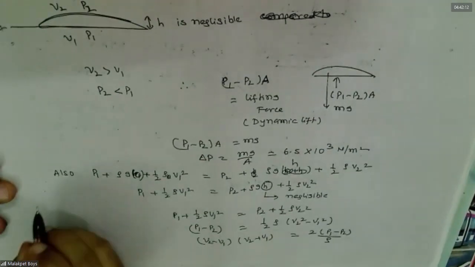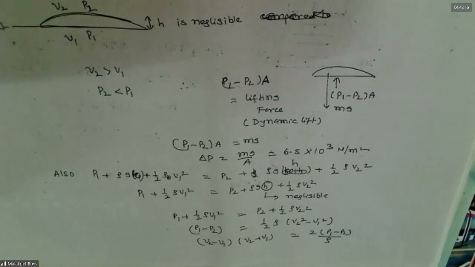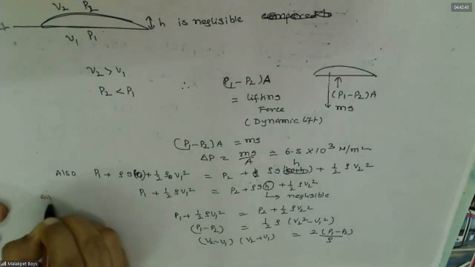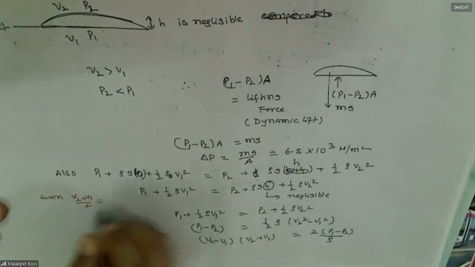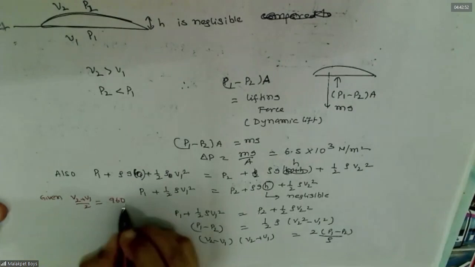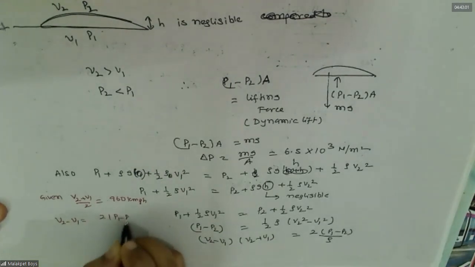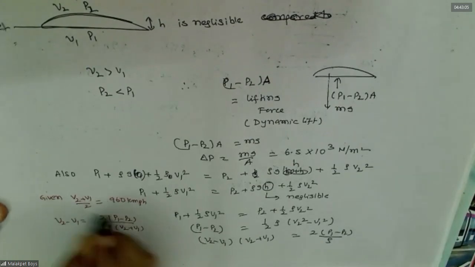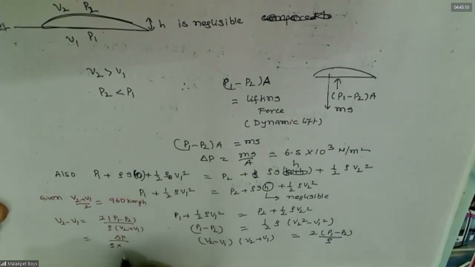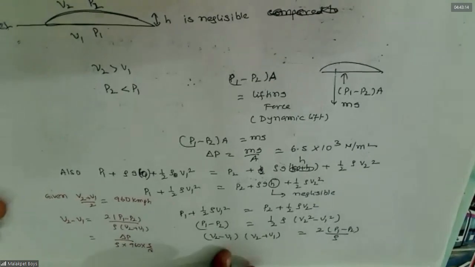Now see, he gave the speed top and bottom. He gave the average speed. Given V2 plus V1, top and bottom average speed is given, 960 kmph. Therefore V2 minus V1 is 2 into (P1 minus P2) by rho into (V2 plus V1). He has given this. Delta P by rho into this is 960 into 5 by 18. You can do that. Understood this?